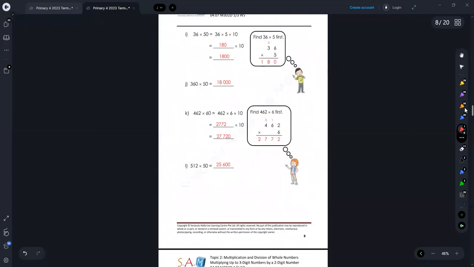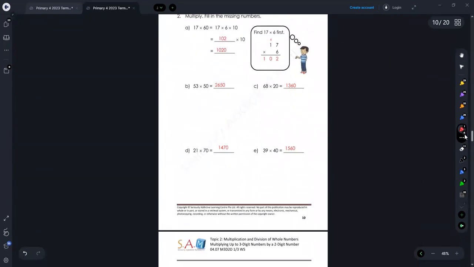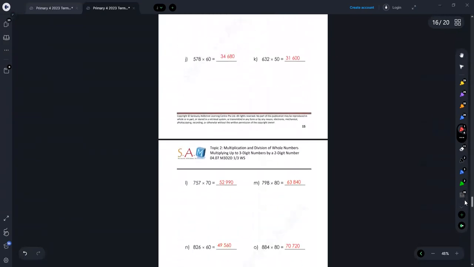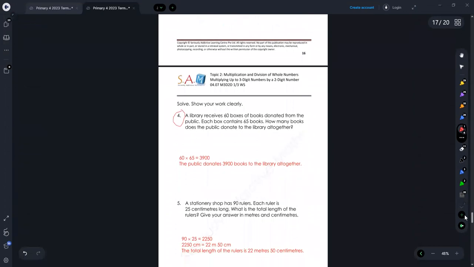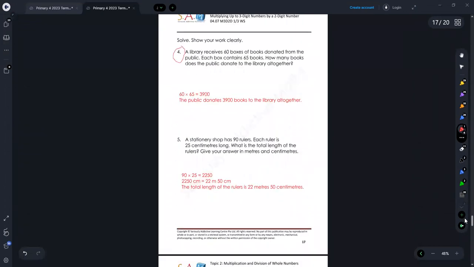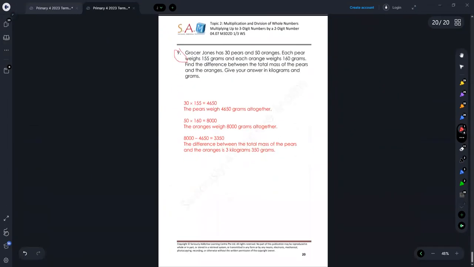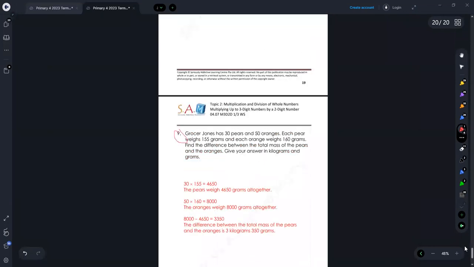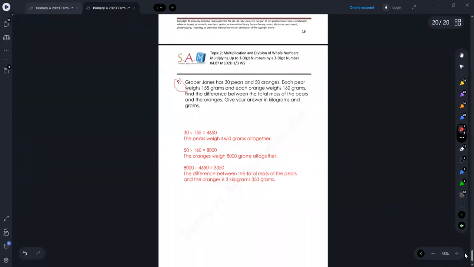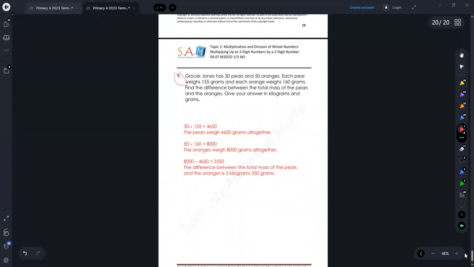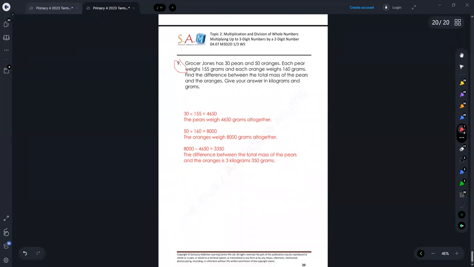So for the rest, get them to do the circled questions, and if you think they're very confident, they don't have to do a lot. You can see I did skip a lot of questions here and focus more on the word problems. It is okay if we are not able to cover all the word problems. I think it's pretty much straightforward, as long as they understand how to do multiplication by tens.